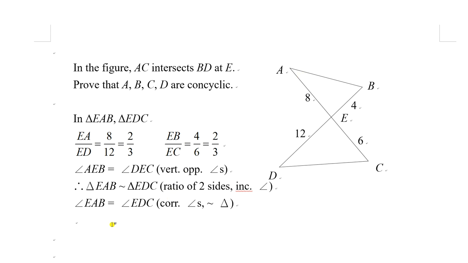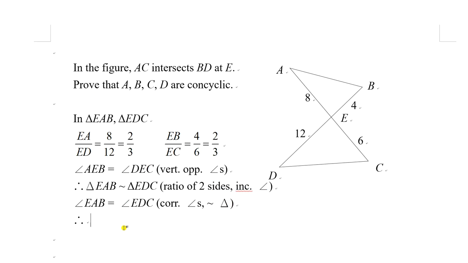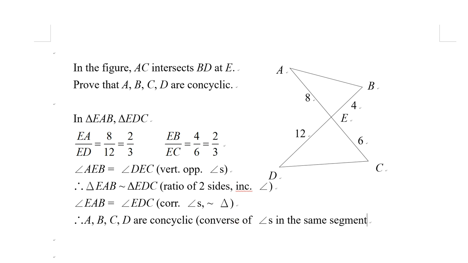By the condition we checked here, when you see the butterfly shape and these two angles are the same, then you can conclude that these 4 points are concyclic. Therefore, A, B, C, D are concyclic. Reason: converse of angles in the same segment. That finishes the question.